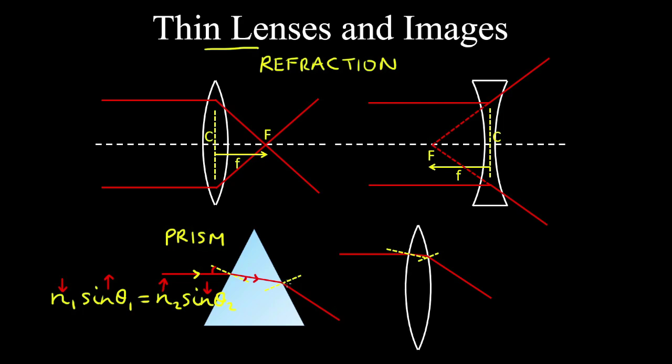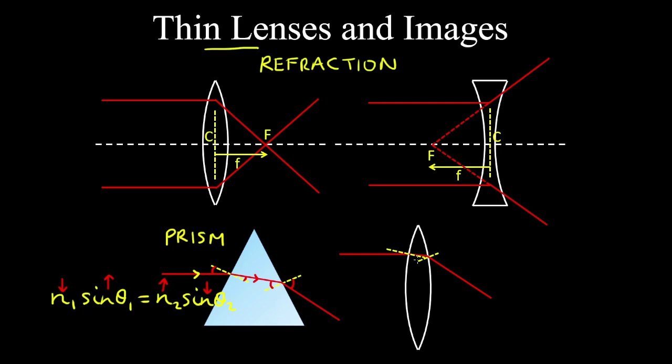And then on the other side, we have another incident angle with this normal, and because the light ray travels from a denser medium to another medium, then it gets refracted away from the normal. So therefore the refracted angle is higher than the incident angle.